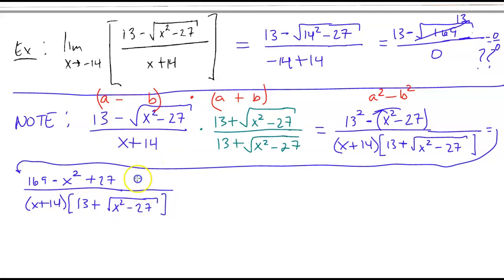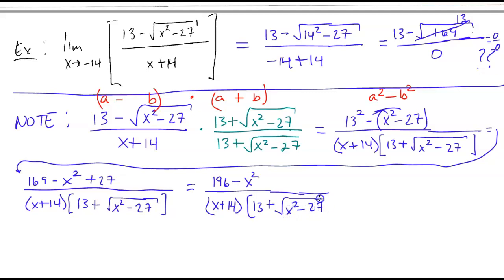Okay. And so now 169 plus 27 is 196. Keep all this the same. And while I'm writing this, please note that our numerator, 196 minus x squared, we can factor that. That is a difference of squares. And of course, we know that 14 squared was 196, so 196 is the same as 14 squared.